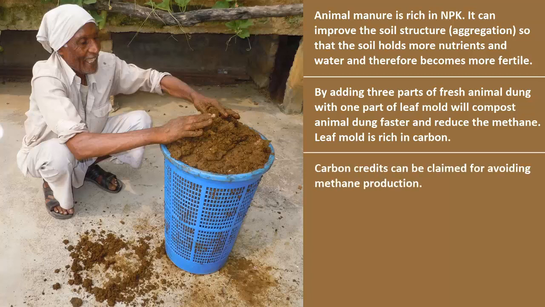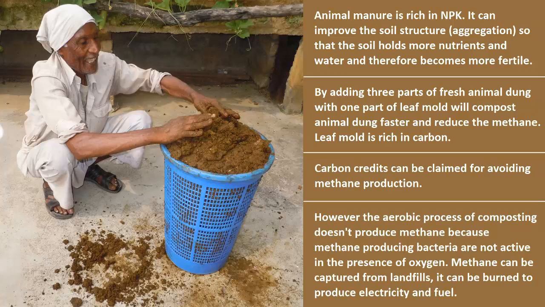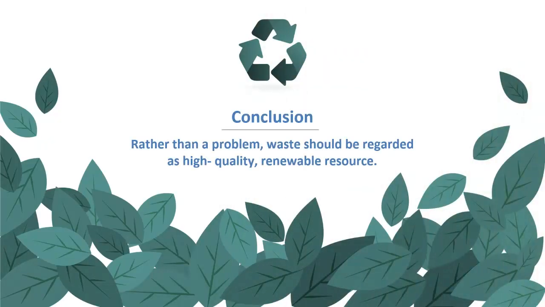Carbon credits can be claimed for avoiding methane production. However, the aerobic process of composting doesn't produce methane because methane-producing bacteria are not active in the presence of oxygen. Methane can be captured from landfills. It can be burned to produce electricity and fuel. Rather than a problem, waste should be regarded as a high-quality, renewable resource.